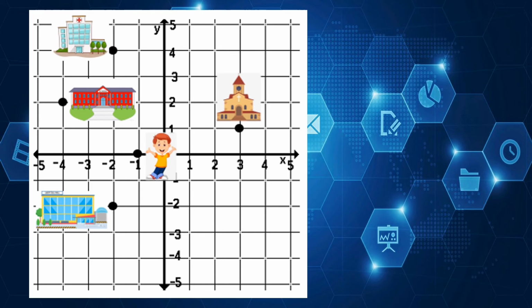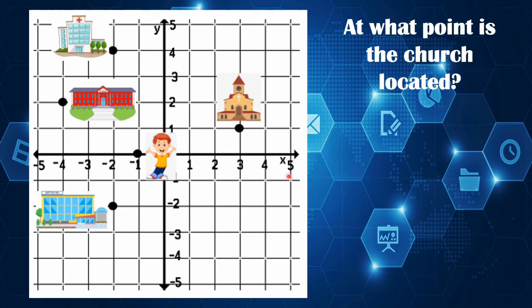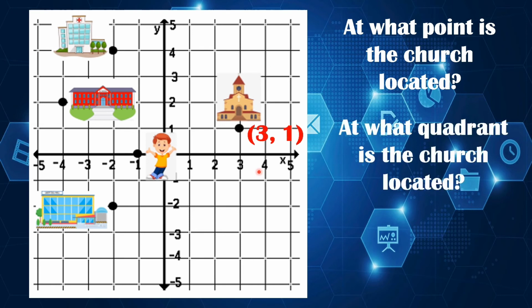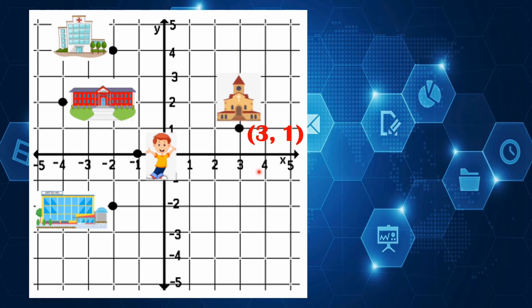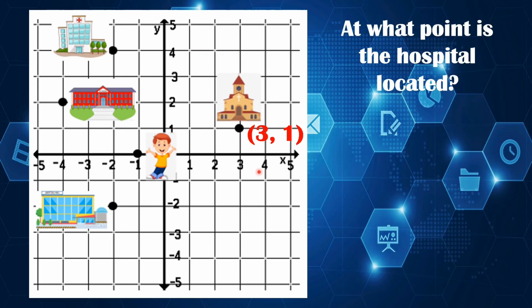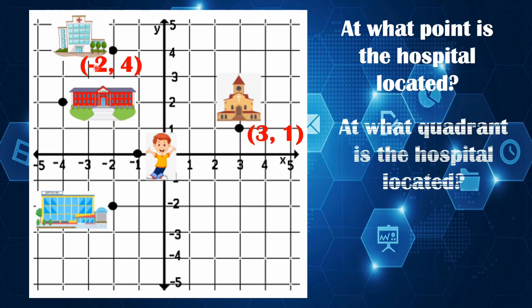Now let's try this figure. At what point is the church located? This is the church. And the church has a coordinate of positive 3 and positive 1. And at what quadrant is the church located? The church is located at quadrant 1. Next, at what point is the hospital located? This is the hospital, and it has coordinates negative 2 and positive 4. And at what quadrant is the hospital located? Exactly, it is at quadrant 2.